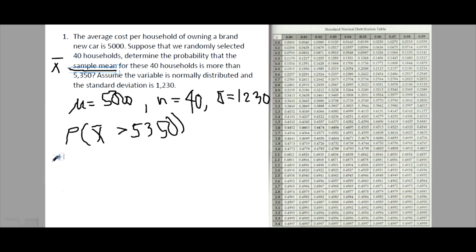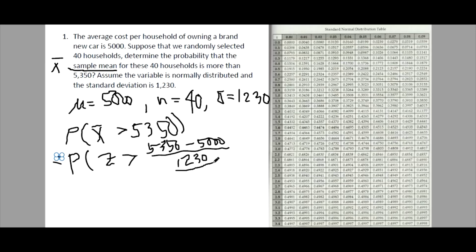Okay, so let's solve. We will transform that to z, using the central limit theorem formula. So z is equal to 5,350 minus 5,000 divided by 1,230 divided by the square root of 40. So let's compute: 5,350 minus 5,000, divided by the fraction 1,230 divided by the square root of 40. And the answer is 1.799, or 1.80. So meaning z is greater than 1.80.